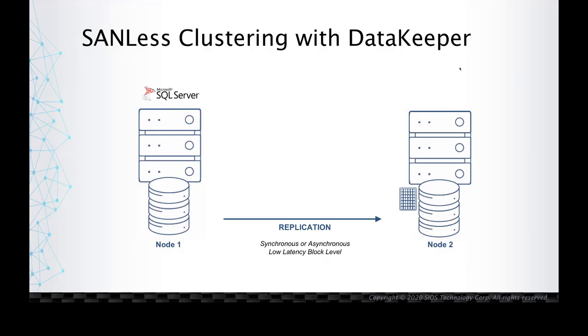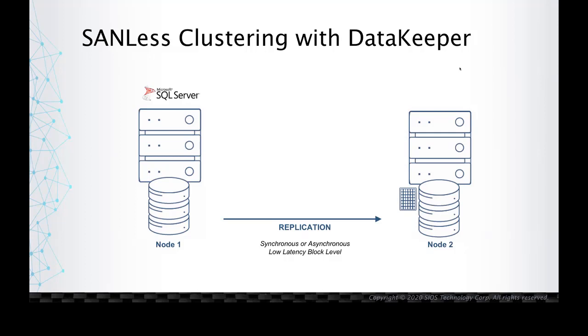So the storage can be anything from physical disk, SSDs, flash storage, could be cloud storage, could be virtual hard disk. It doesn't really matter to DataKeeper as long as Windows sees it as a local block device. You attach it, format it NTFS, you give it a drive letter, and then the other nodes in your cluster will have their own storage, same size, same drive letter.